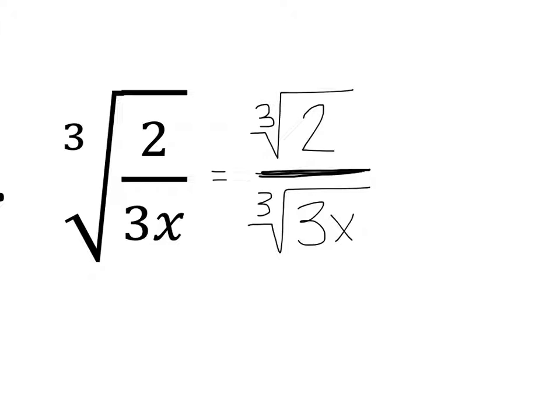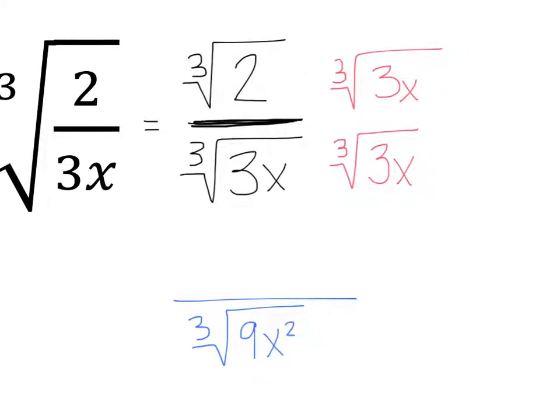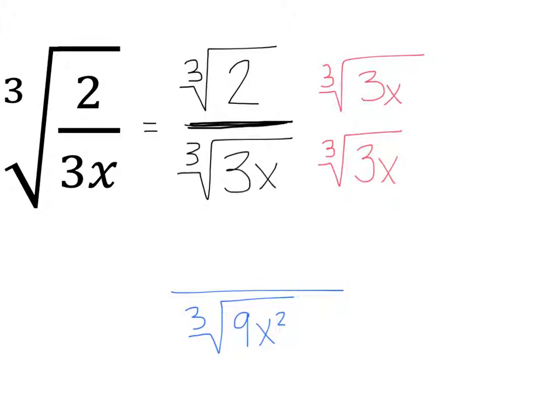So what should we multiply by? Cubed root of 3x over cubed root of 3x. When you multiply that, what do you get on bottom? Cubed root of 9x squared. Can we simplify that yet? No. So what do we actually need to do since it was a cubed root? We got to do it again.